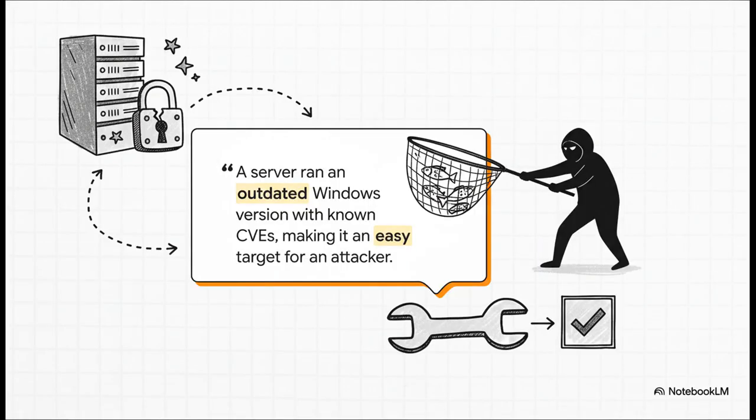And this really highlights a key principle. Attackers love old software. This company had a server running an outdated version of Windows that had a well-known exploit published years ago. For an attacker, finding and compromising this server was basically a gimme. A simple software update could have prevented the whole thing.